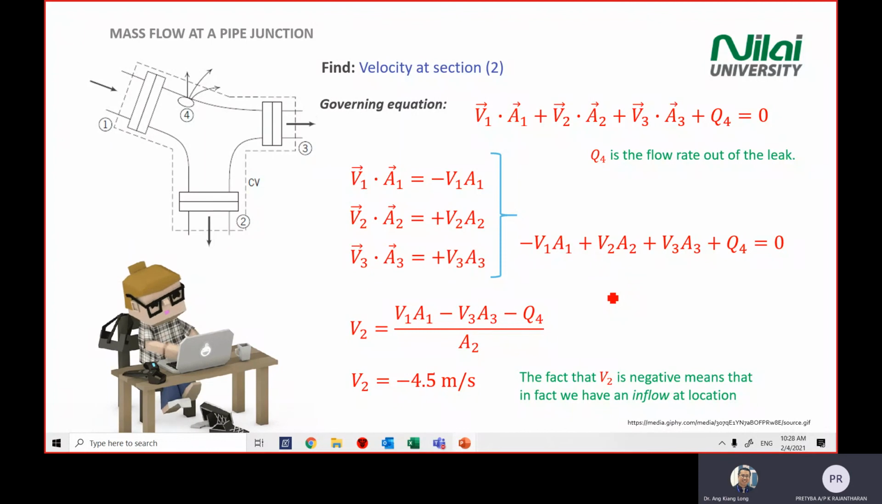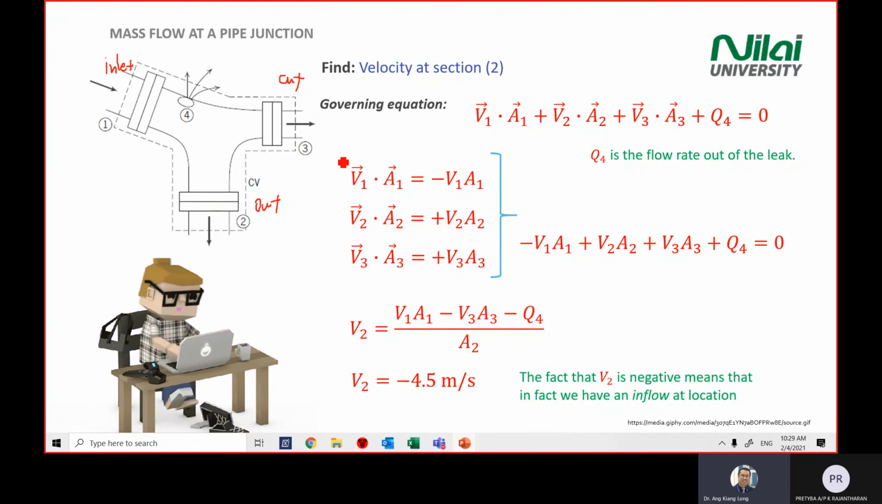Sir, the why? Okay, sir. Say the inlet is negative. No. Before we start the analysis, we assume that this is inlet, this is outlet. So that's why in the beginning we draw all these solid arrows. Understand? And then we run the governing equation. We run the control surface equation.